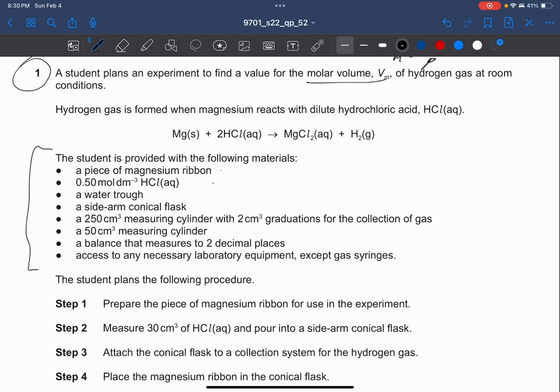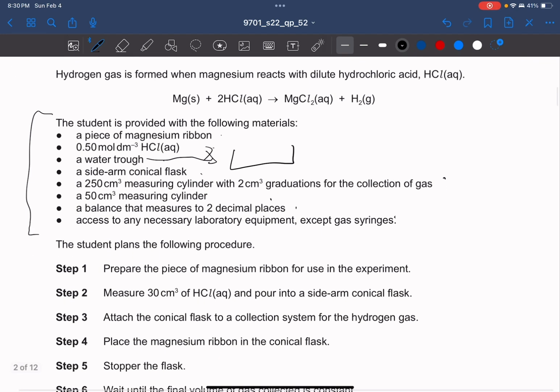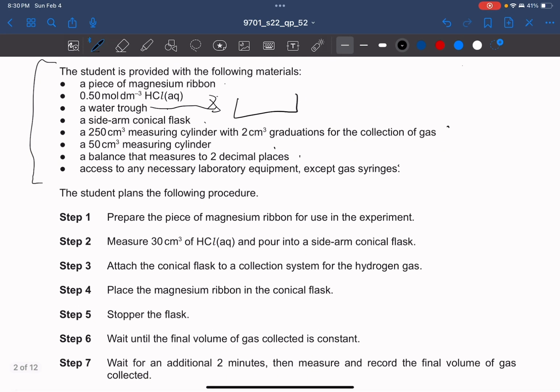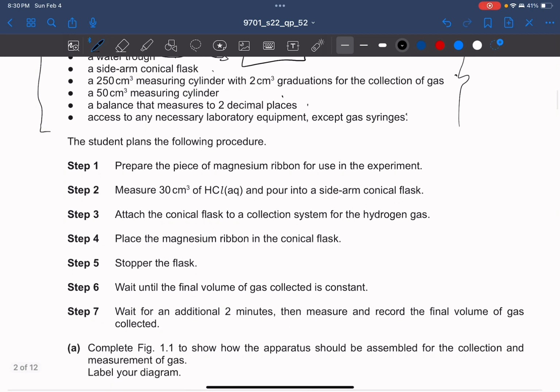So the student has the following materials. I think everything here is quite normal. I don't think there's anything which really stands out, except maybe this, a water trough. Basically a water trough is just a sort of basin, a really big basin for water. Other than that, I think everything here in the equipment should be something that we are familiar with.